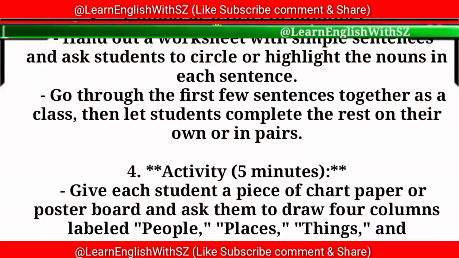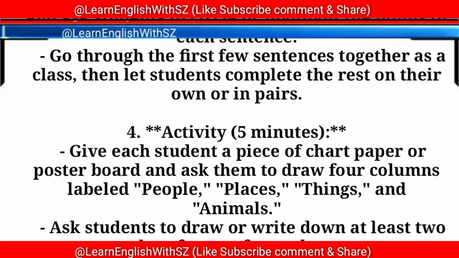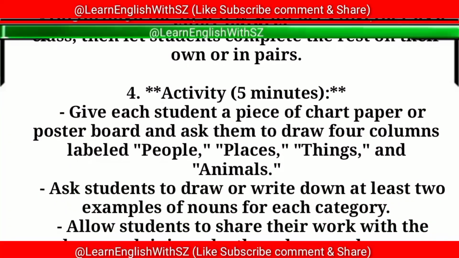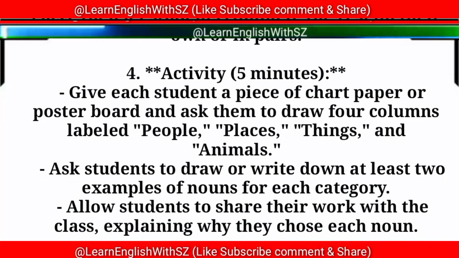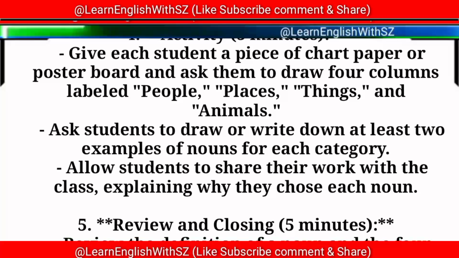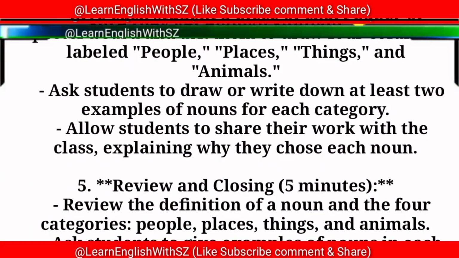4. Activity, 5 minutes. Give each student a piece of chart paper or poster board and ask them to draw 4 columns labeled people, places, things, and animals. Ask students to draw or write down at least 2 examples of nouns for each category. Allow students to share their work with the class, explaining why they chose each noun.